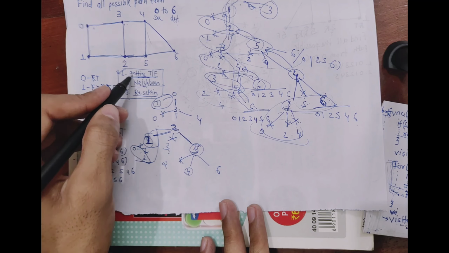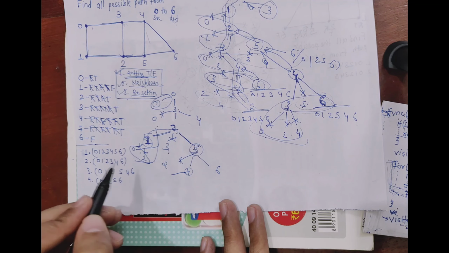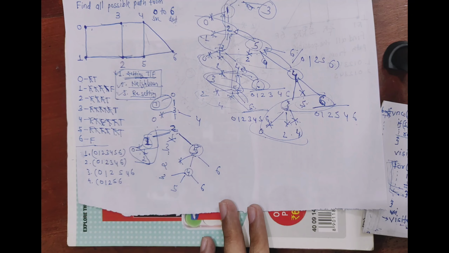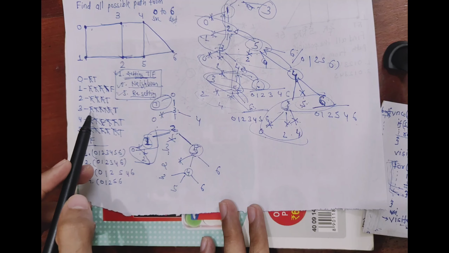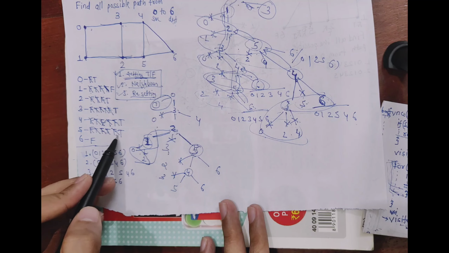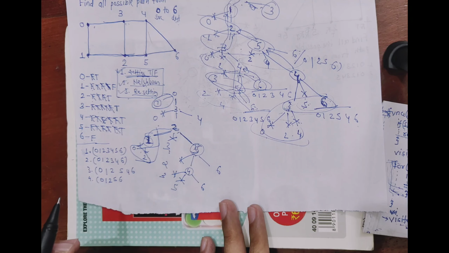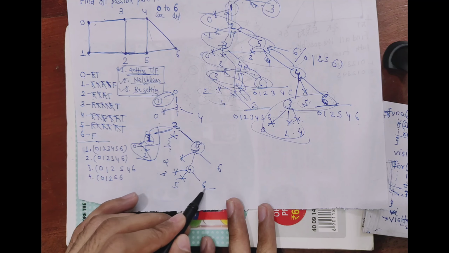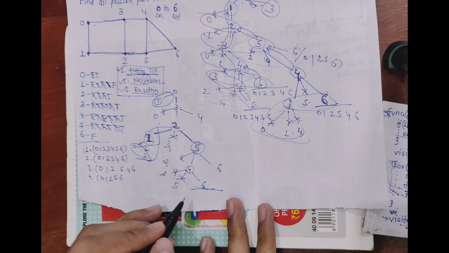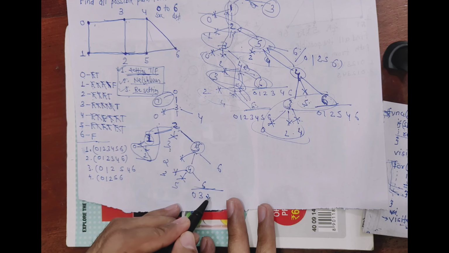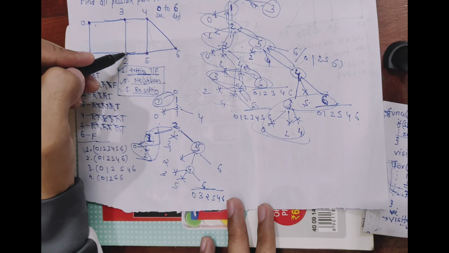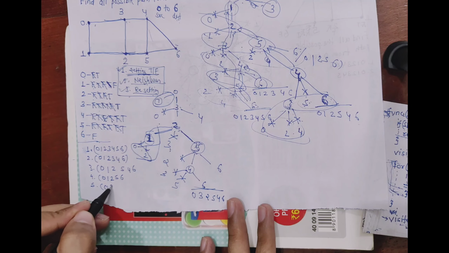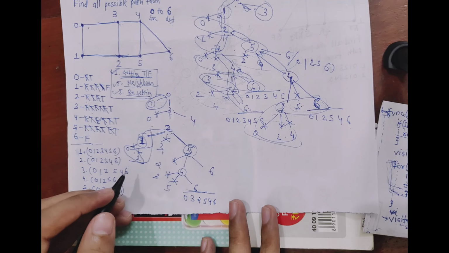Again we first set it to true, then check its neighbors. So 4's neighbors are 3, 5, 6, right? Now check which one is false. 3 is true, we can't do anything. 5 is true, we can't do anything. Now 6 is false, so we got our fifth path, that is 0 3 2 5 4 6. We got our fifth path.